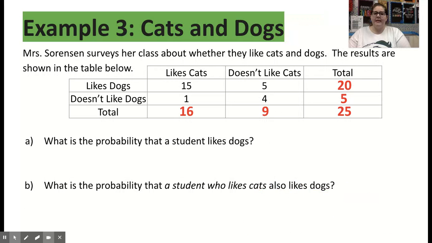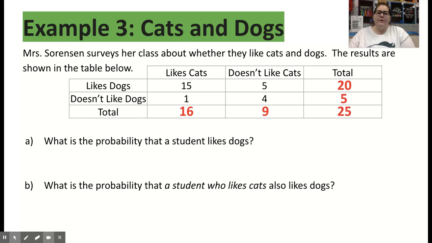So let's look at an example answering the same sorts of questions, but with a two-way table, not with a Venn diagram. This is going back to an example from the last lesson, because cats and dogs, very important. Ms. Sorensen surveyed her class about whether they like cats and dogs. The results are shown in the table. It's the same table from the last lesson.